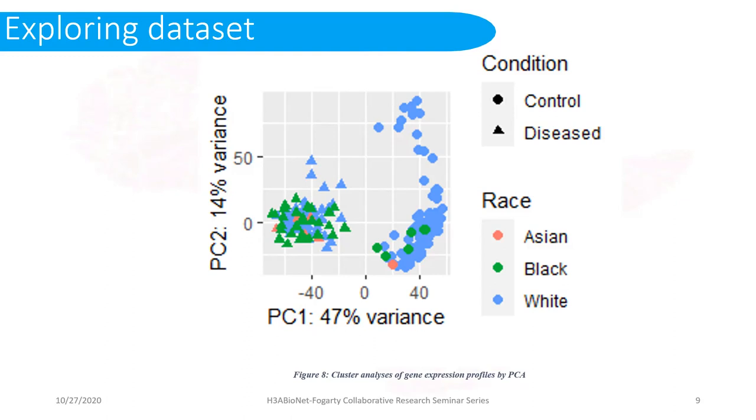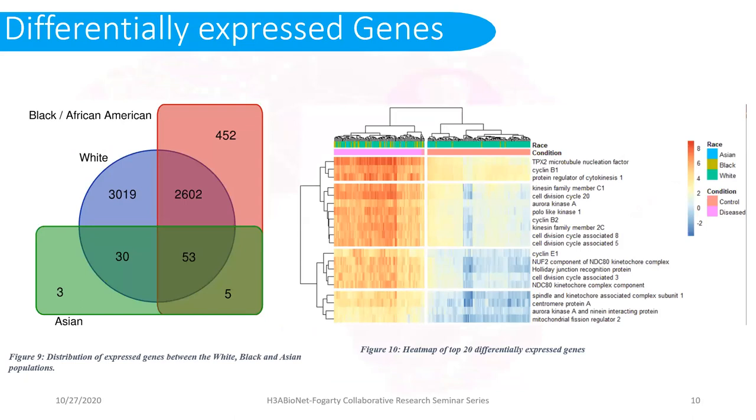Now, having run the differential expression analysis for each of the groups, we identified that the African and the white groups shared the most number of genes, that's 2,602, whilst there were only 53 genes shared amongst all the groups. And this diagram we have here represents the heat map of gene expressions across all the samples. This is for the top 20 differentially expressed genes we identified. Now, looking into these genes, we find that there are many terms enriched in mitotic cell cycle and microtubule organization, spindle assembly, and chromatid organization, which are all well implicated in breast cancer progression.